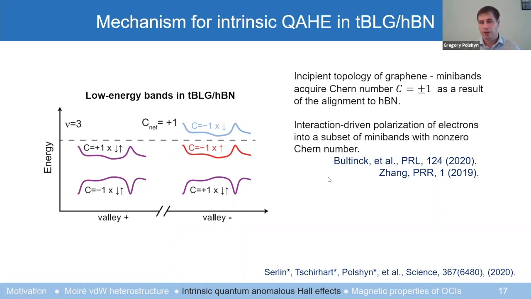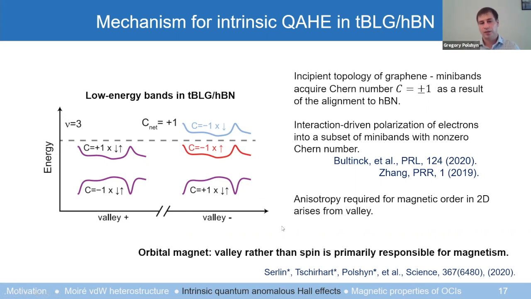However, in graphene, we expect negligible spin-orbit coupling, which will provide vanishing anisotropy for the spin subsystem. However, the valley degree of freedom has natural Ising anisotropy just because of the two-dimensional nature of the material itself. So again, we can conclude that this family of quantum anomalous Hall states are orbital magnets, where valley rather than spin is primarily responsible for magnetism.